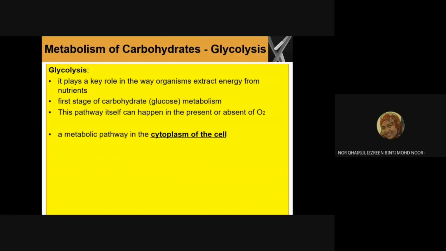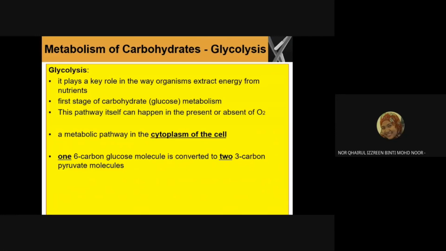So glycolysis happens in the cytoplasm of the cell. You need to know which pathways happen in a cell, and some of the pathways can happen in the cytoplasm. Okay, so basically for glycolysis, these pathways occur in the cytoplasm of the cell.